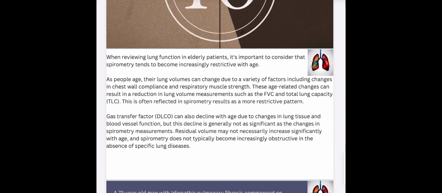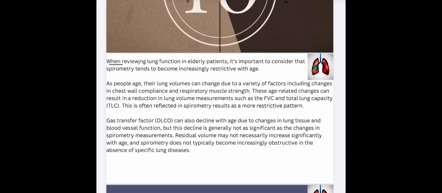And the answer is, when reviewing lung function in elderly patients, it is important to consider that spirometry tends to become increasingly restrictive with age. As people age, their lung volumes can change due to a variety of factors, including changes in chest wall compliance and respiratory muscle strength. These age-related changes can result in a reduction in lung volume measurements such as FVC and total lung capacity.